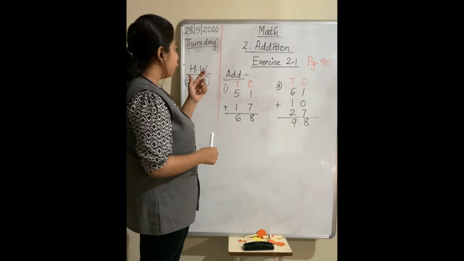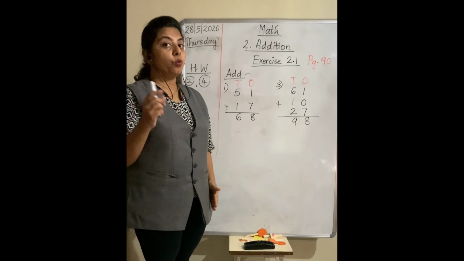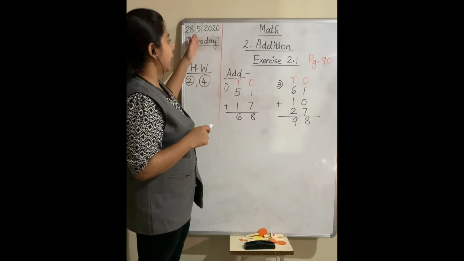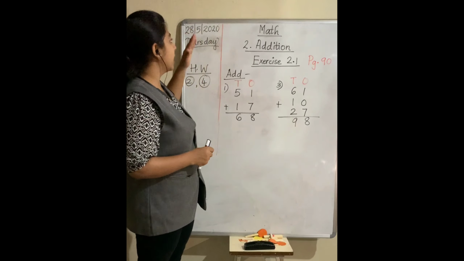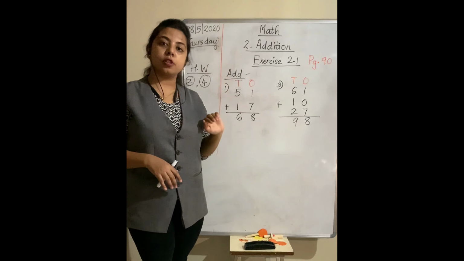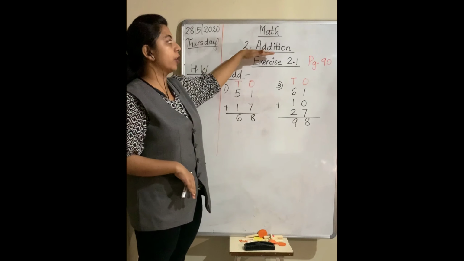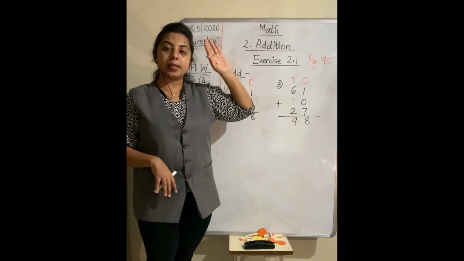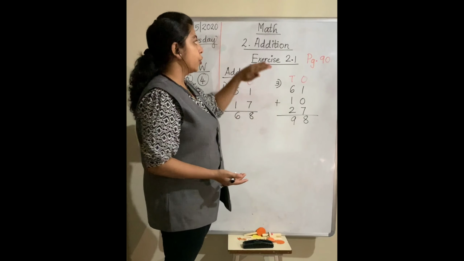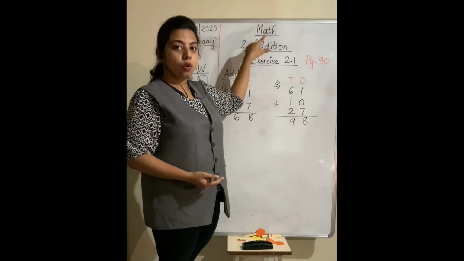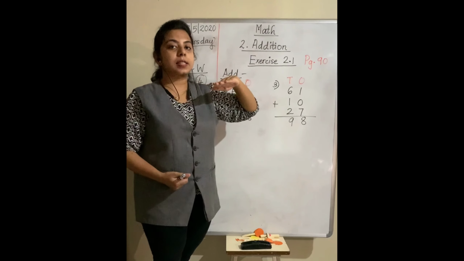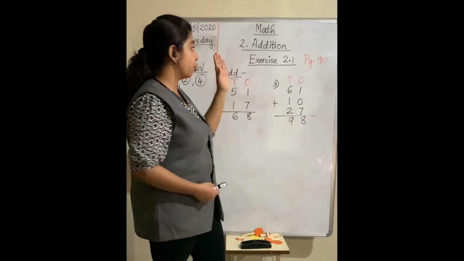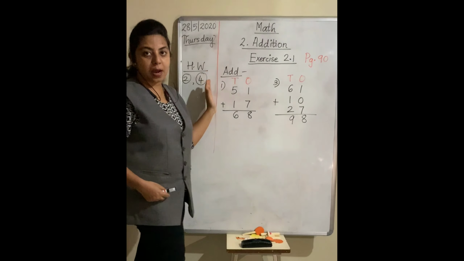But before you start doing this, what are you going to do? You are going to write today's date. So what is today's date? 20th May 2020. Then you are going to give the lesson's name since we are starting a new lesson. So you are going to write lesson number 2, addition, on the very first line. And yes, also make sure you don't write inside the margin.